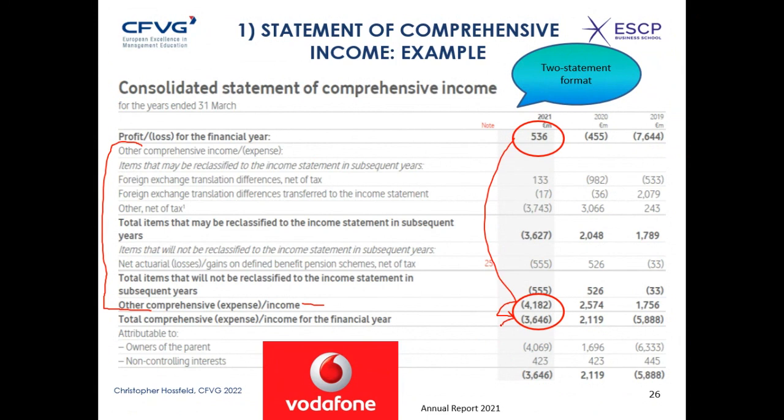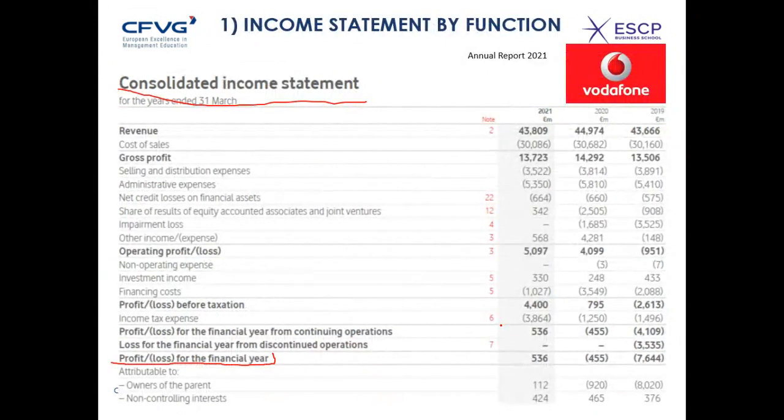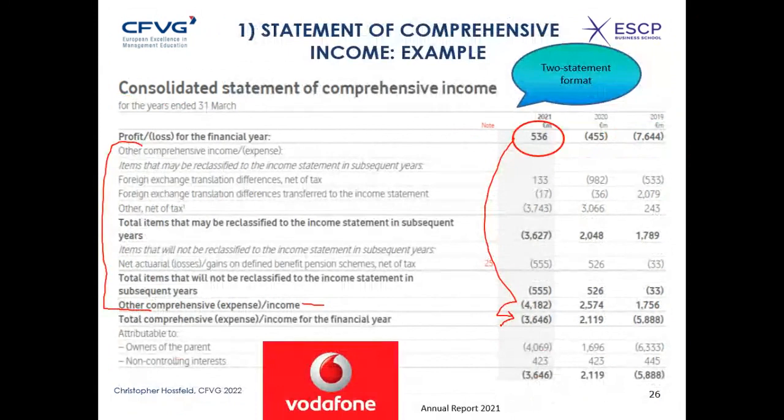So Vodafone here, which is, well, you probably know, I don't know if you have Vodafone in Vietnam, but otherwise Vodafone is a UK telco operator. And they use the two-statement approach. So traditional income statement on one page, and then on a second page, the profit out of the traditional income statement plus OCI and total comprehensive income. So that's the two-statement approach. And again, most companies use that.